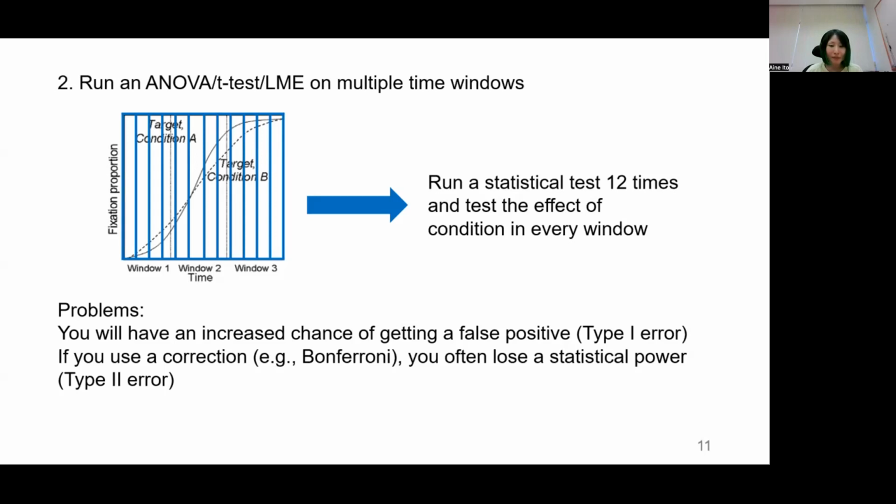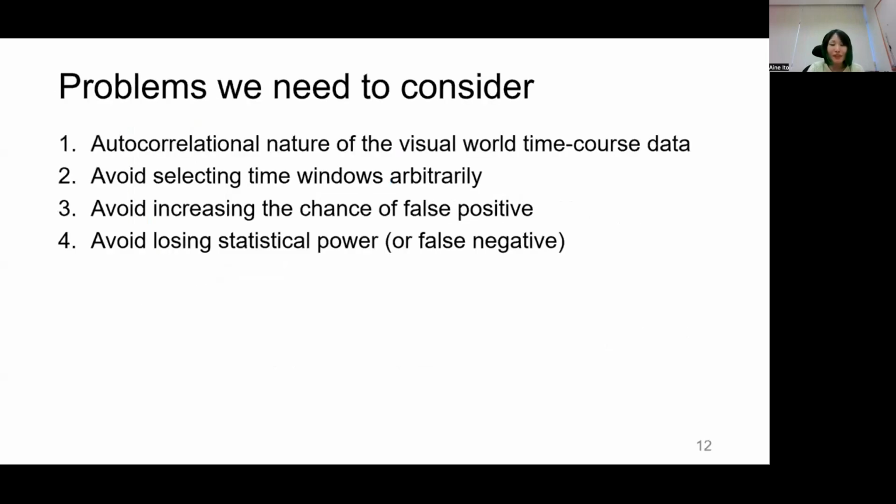To sum up, the problems that we want to consider when we look at time course data are, first, that the autocorrelational nature should be taken into account. The data point at one time bin tends to be correlated with the data point in the next time bin. We also want to avoid selecting time windows arbitrarily. We ideally want to select time windows based on our study design and not based on the data. We also want to avoid increasing the chance of false positives. Also, we don't want to lose much statistical power and increase the chance of false negatives.